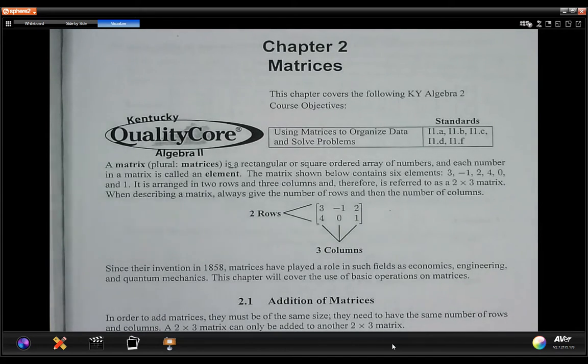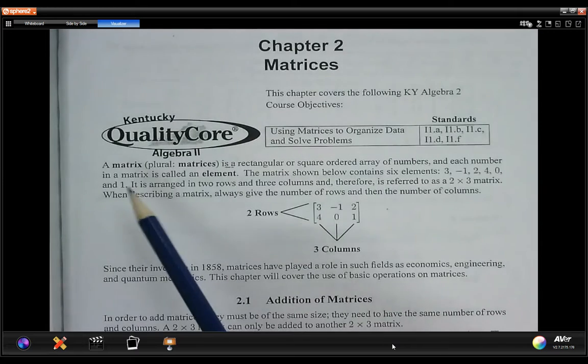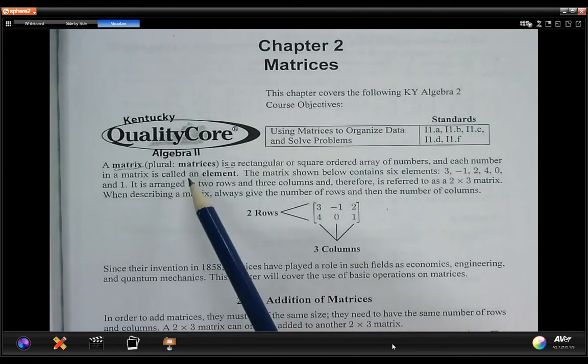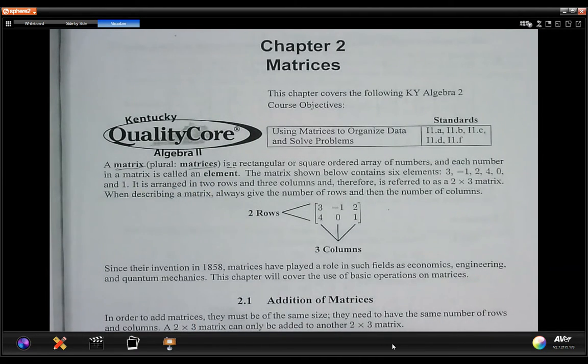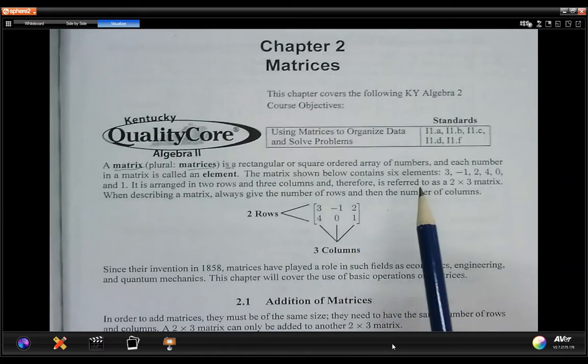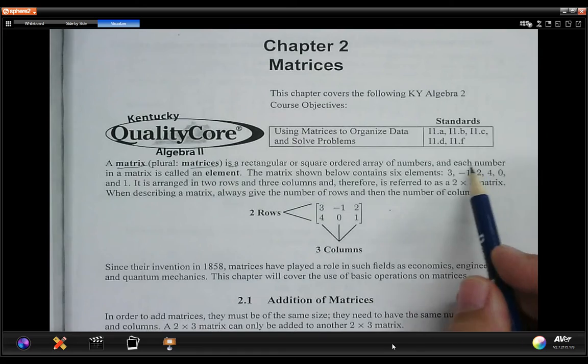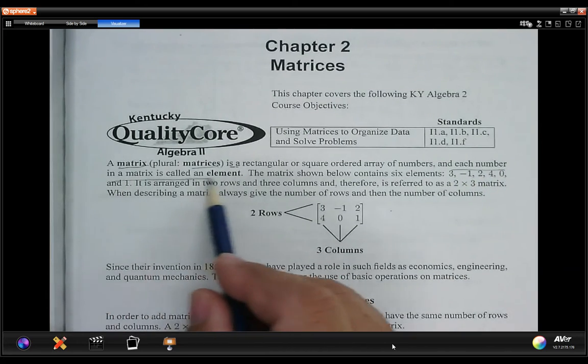And again, I know this is a term probably you didn't even know before we started into Algebra 2. Maybe you did. But a matrix is singular, obviously, and matrices is plural, of any kind of rectangular or square ordered array of numbers. So basically, it's numbers that are put into an array or orders. And it says that each number in a matrix is called an element.